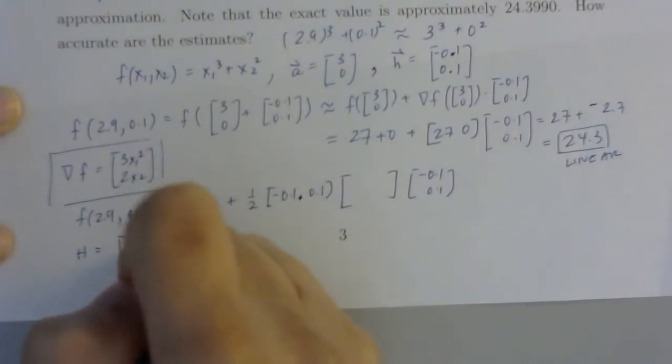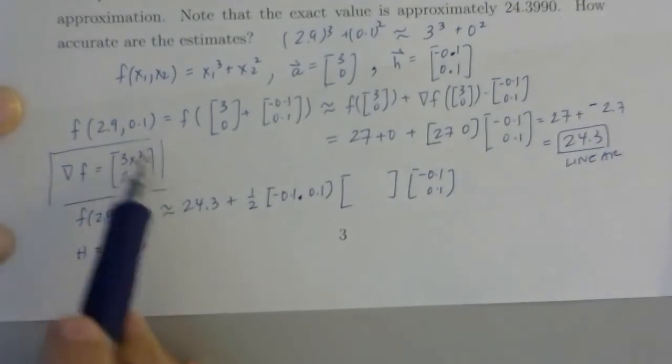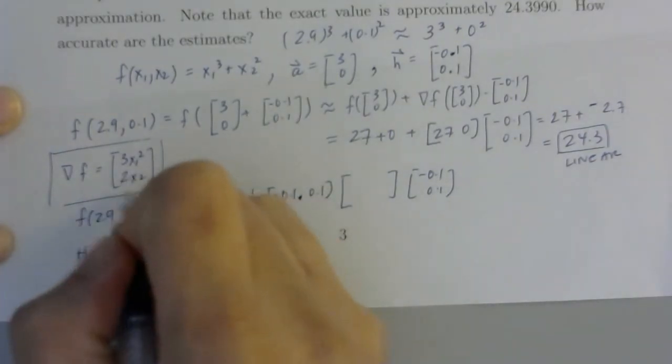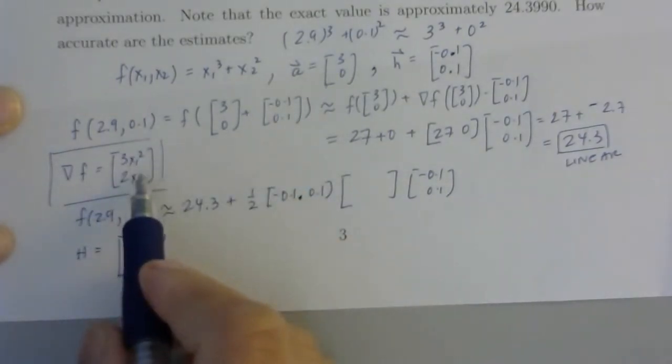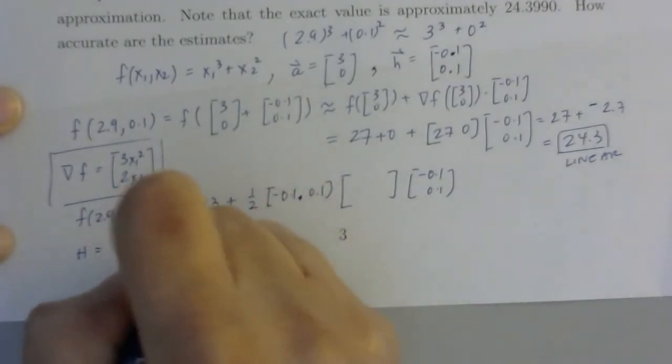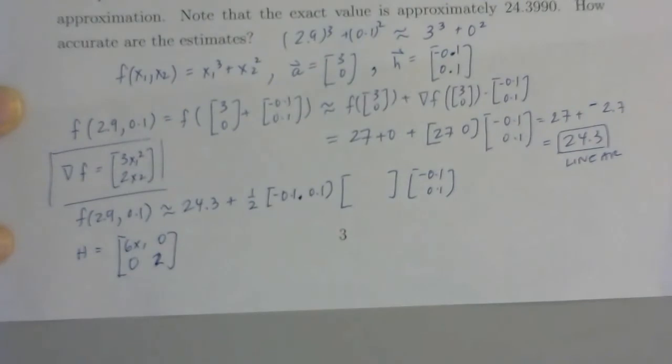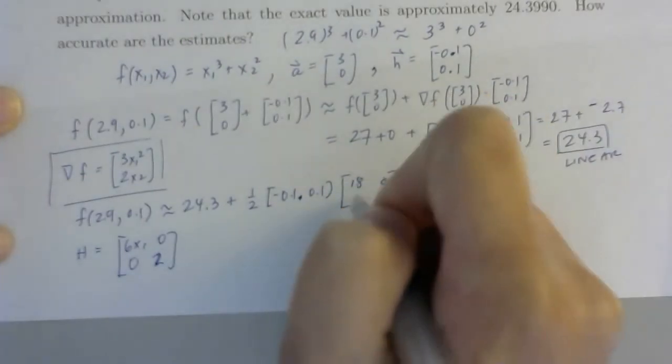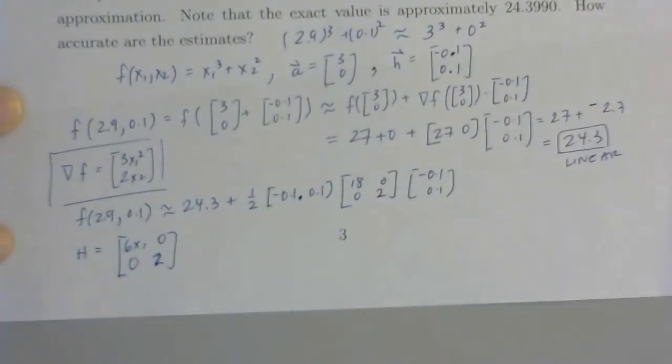So 6x1, with respect to x2 it's 0. Likewise, the second term with respect to x1 is 0, and then 2. Whoops, 2. Okay, so the Hessian at the point we're looking at, 3, 0, should be 18, 0, 0, 2. Cool. So we can multiply this all out.